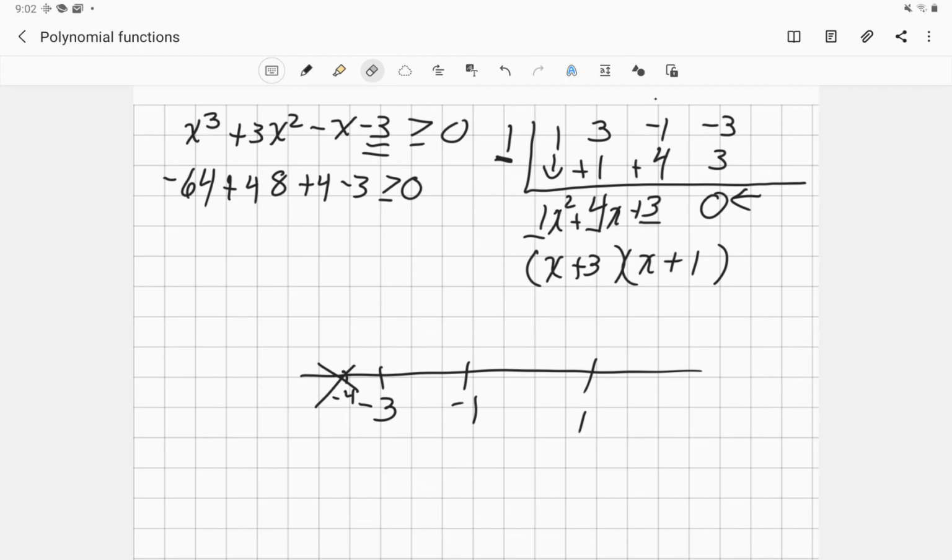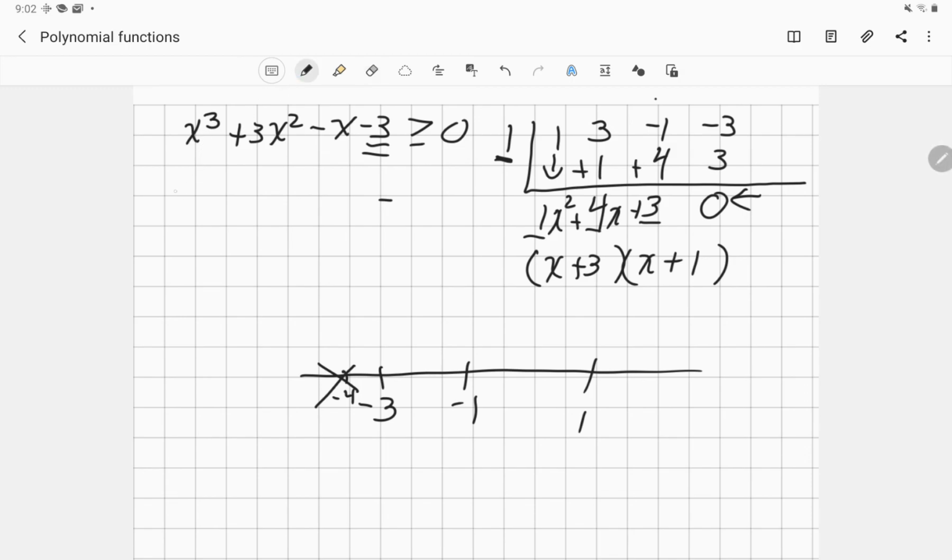So now I need to pick a number between -3 and -1, because that is my next test interval. Any number you want between -3 and -1. There's lots of them, but I would pick -2 because it's the only whole number. You could pick -1.73 if you want, but that seems like a lot of work for no reason. So I'm going to pick -2.